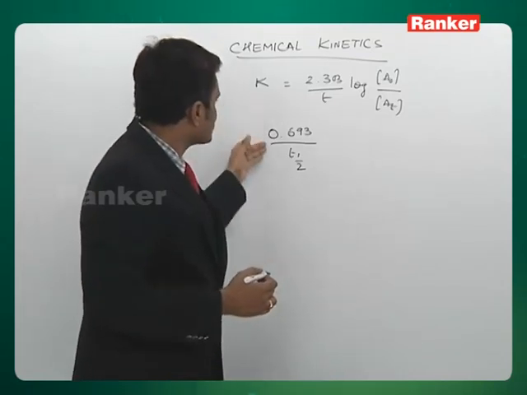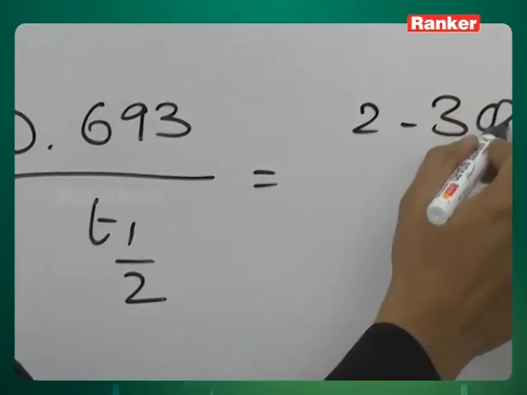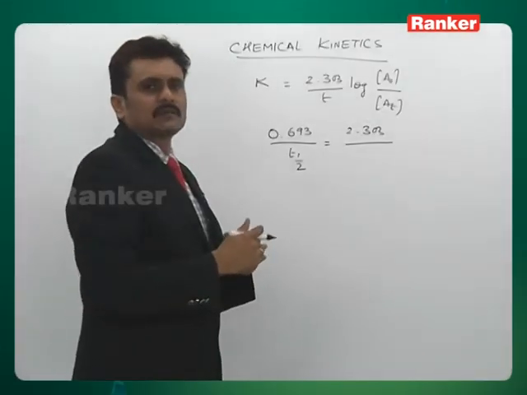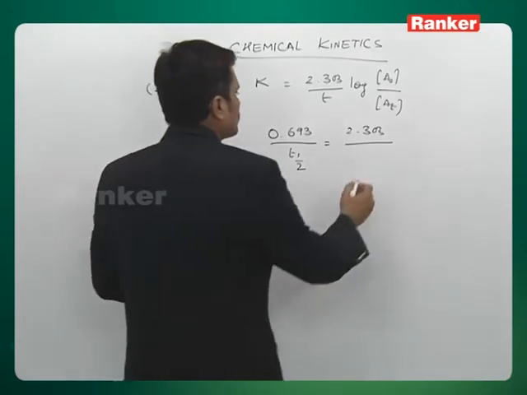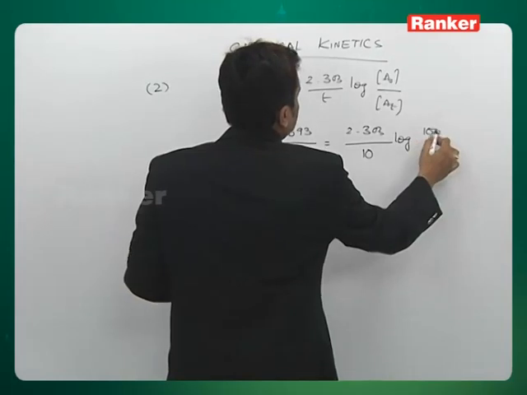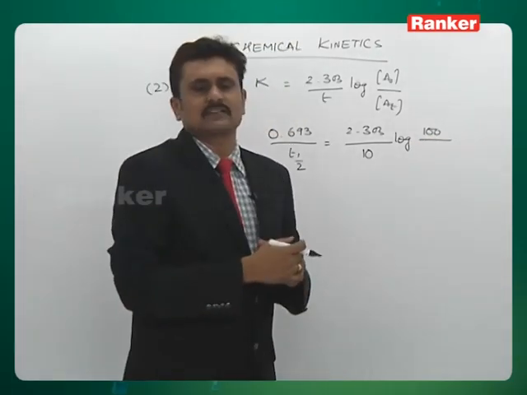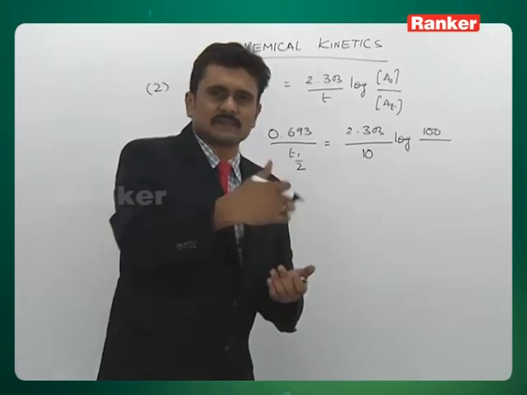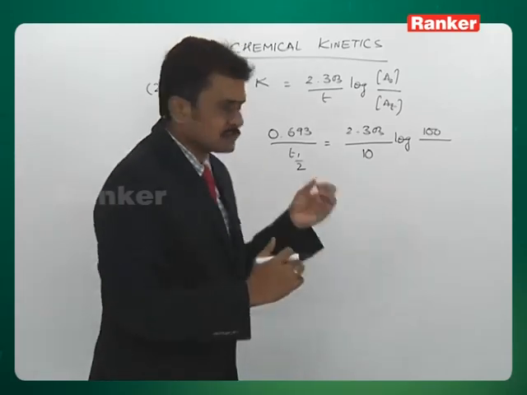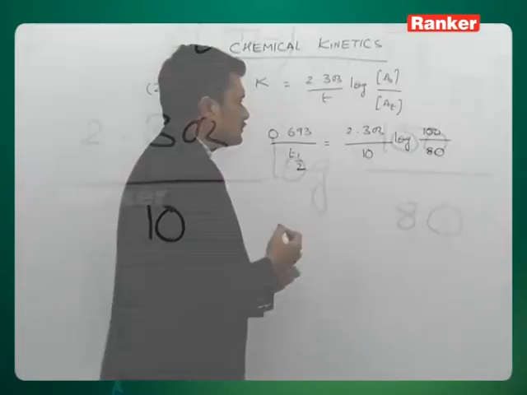This is the relationship between these two, which is equal to 2.303 divided by the time course of this reaction, which is 10 minutes. Initially, if I assume 100 moles of this reactant which is reacting, then we can see clearly that 20% of this 100 has gone. So the remaining will be 80.